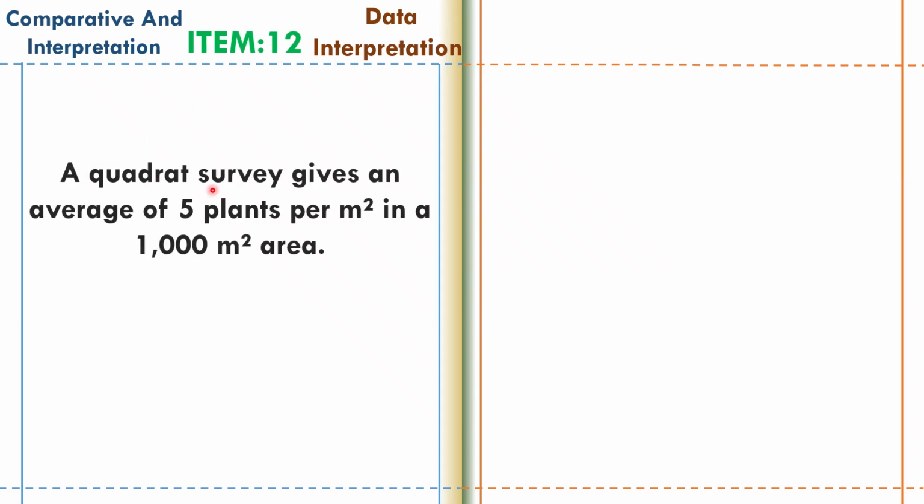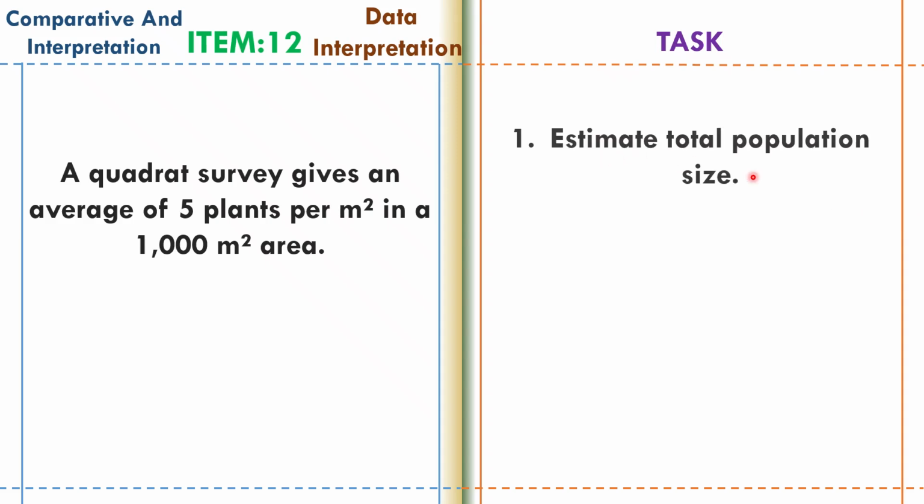Comparative and interpretation, item 12. Let's look at data interpretation. A quadrant survey gives an average of 5 plants per meter squared in a 1,000 meter squared area. Task: estimate the total population. Calculate population density.